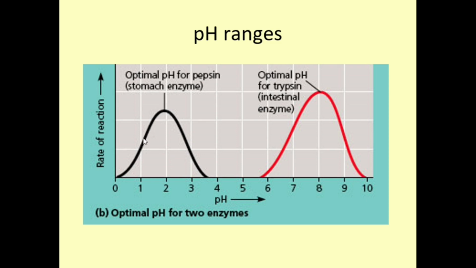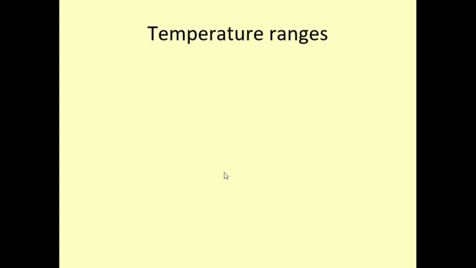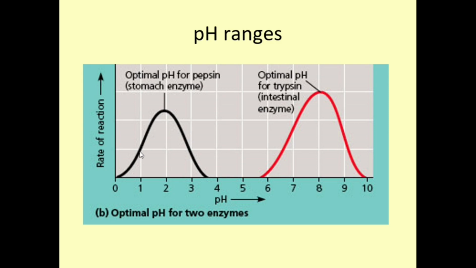But notice that this line is much more symmetrical than what we saw with the temperature graph. So remember, with temperature, as you drop below the optimal temperature, the reaction rate just slows down because of a reduction in collisions between substrate and enzyme. As you go above, you get a rapid drop off because of denaturation. With pH, the reason that we've got a symmetrical shape here to this graph is that if you drop below or above the optimal pH, the enzyme will denature. So it's very important that the enzyme remains within the correct pH.